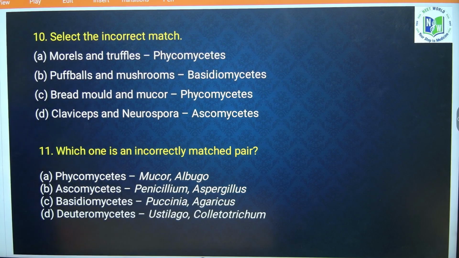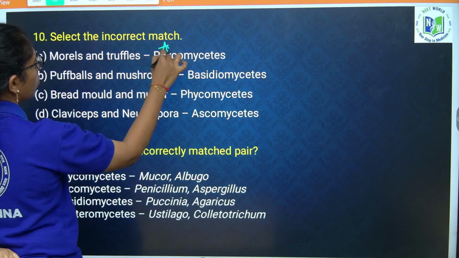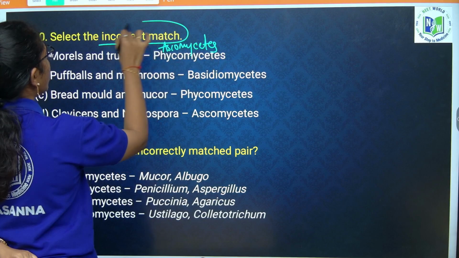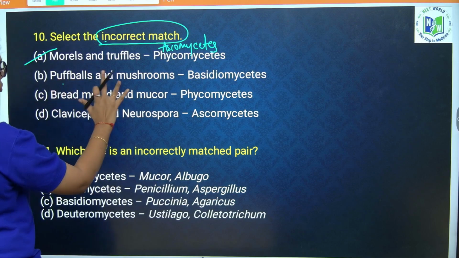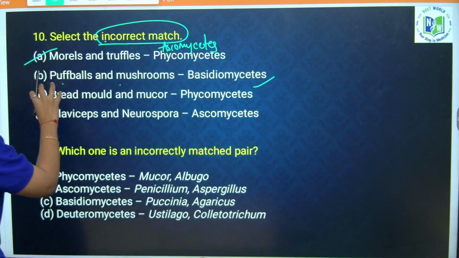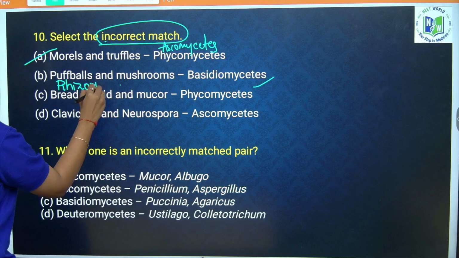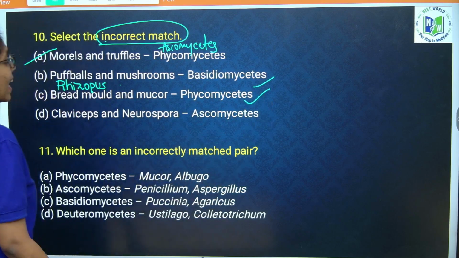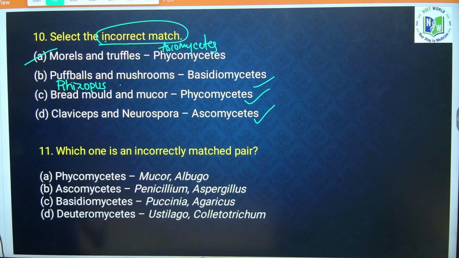Here again, incorrect match he is asking about. Morels and truffles belong to Ascomycetes, not Phycomycetes. We got the option, but then we look into the other options too. Puffballs and mushrooms, Basidiomycetes. Bread mold, which is nothing but Rhizopus. Rhizopus is commonly called as what? Bread mold. Rhizopus and Mucor, Phycomycetes. Claviceps and Neurospora, Ascomycetes. So, our option here is A.